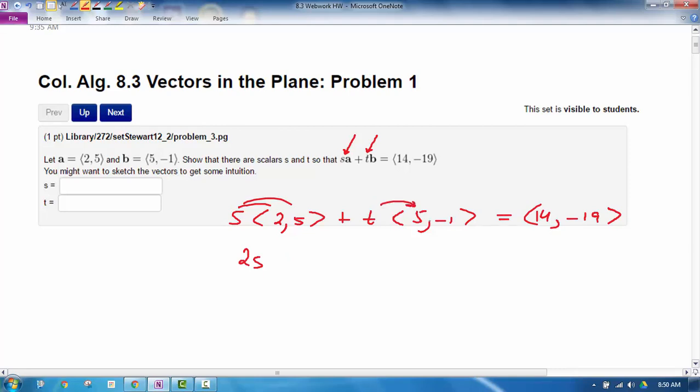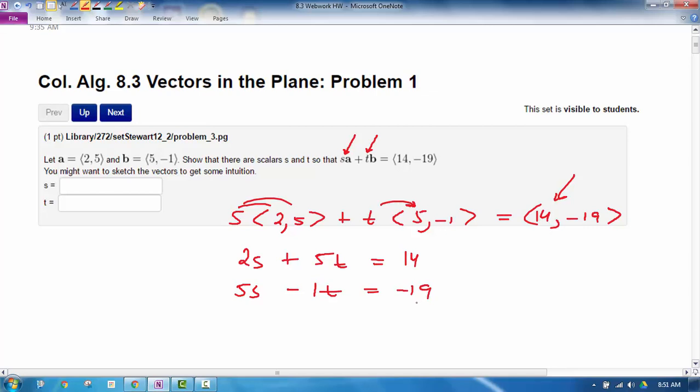I'm going to multiply the t through, so I get 5t, and I'm going to set that equal to the x coordinate of this vector, which is 14, because the x coordinates have to add to be the x coordinate of the vector on the right. I'm going to do the same thing with the y's, so I'm going to distribute the s and get 5s, distribute the t and get -1t, and that's going to equal the y value of this vector, -19.